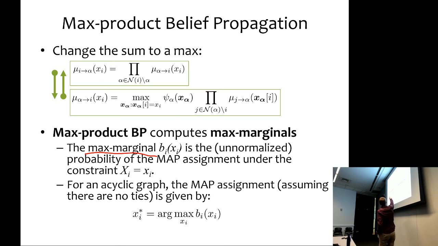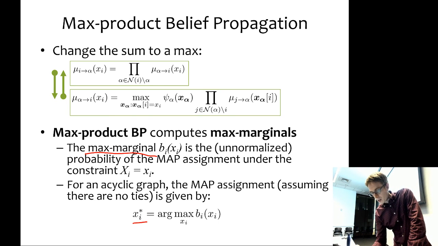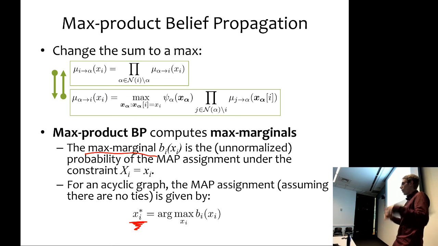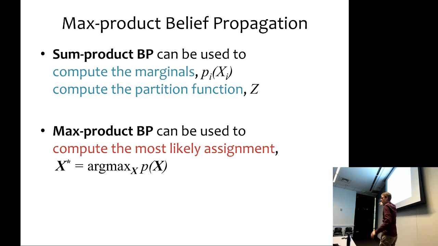And so once we compute those, if we run this on an acyclic graph, we can just read off the most probable assignment to all the variables just by looking at these local beliefs. So namely, you would just look at, for each variable, what is the value of that variable that has the highest belief? And that, when you take it for all variables, would correspond to the joint maximum assignment to all of the variables at once.